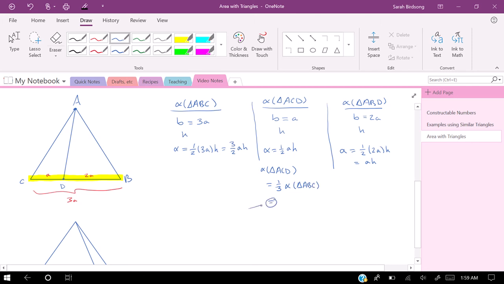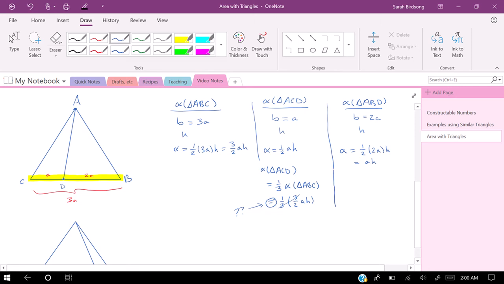So here's where I'm going to do a little bit of scratch work. I'm going to tuck it in there because I didn't leave enough space when I prepped out where the triangles were. So here we have 1/3 times 3/2 AH, and notice we can cancel out the 3's and we'll get exactly the 1/2 AH that we started with.